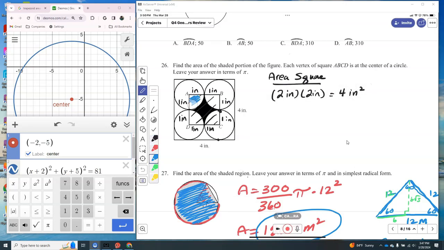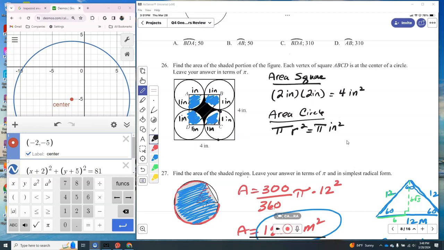This right here is a fourth of a circle, and so is each of the other three. If you add up all those parts together, that's actually a full circle. So I have to find the area of a circle with a radius of 1. Well, that's pi r squared, so it's pi times 1 times 1, which is just pi inches squared.